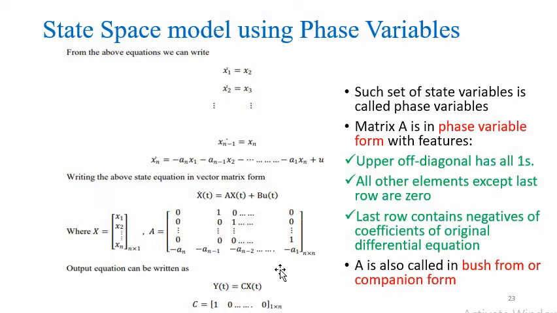If the system matrix is obtained in this particular form, that is called phase variable form. That is, matrix A is said to be in phase variable form. The other names are Bush form or companion form.